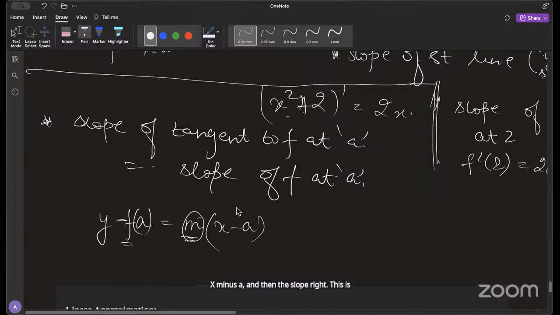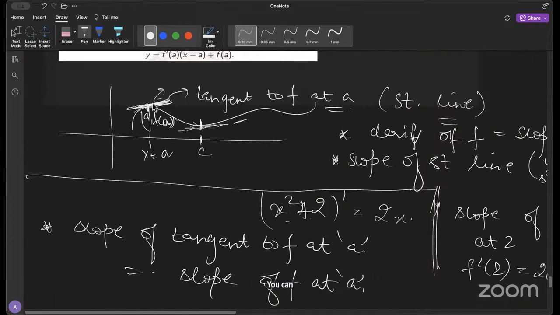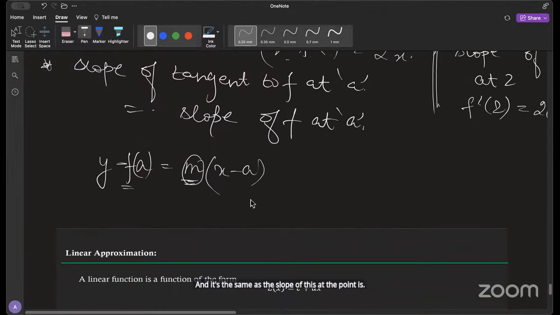But this is the slope. You can call it both ways. Either you can say that this is the slope of the straight line, and it's the same as the slope of this curve at the point A. Both are the same things, right? So this is the equation of the tangent.